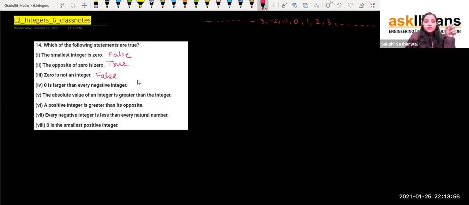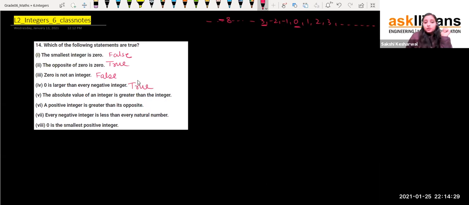Okay, 0 is larger than every negative number. Yes, we have done this in the last class, because 0 is lying in the rightmost position. Numbers lying more to the right are greater. If I write -8 and -3, -3 is on the right hand side. The numbers on the right hand side are greater, and the numbers on the left hand side are smaller. So -3 is greater than -8. So 0 is on the right hand side of all the negative numbers, so yes, it's true.